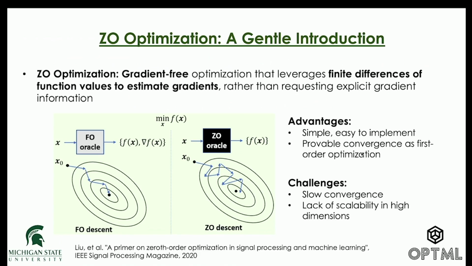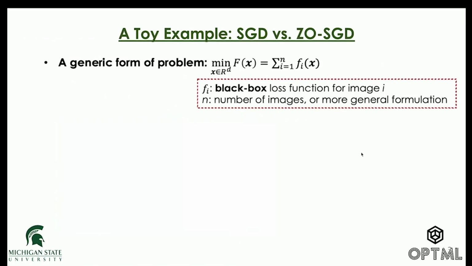These two challenges can be relatively solved by leveraging some good properties of pre-trained large language models. So I'll give very simple examples, trying to compare a first order method versus a Zeroth-Order method.